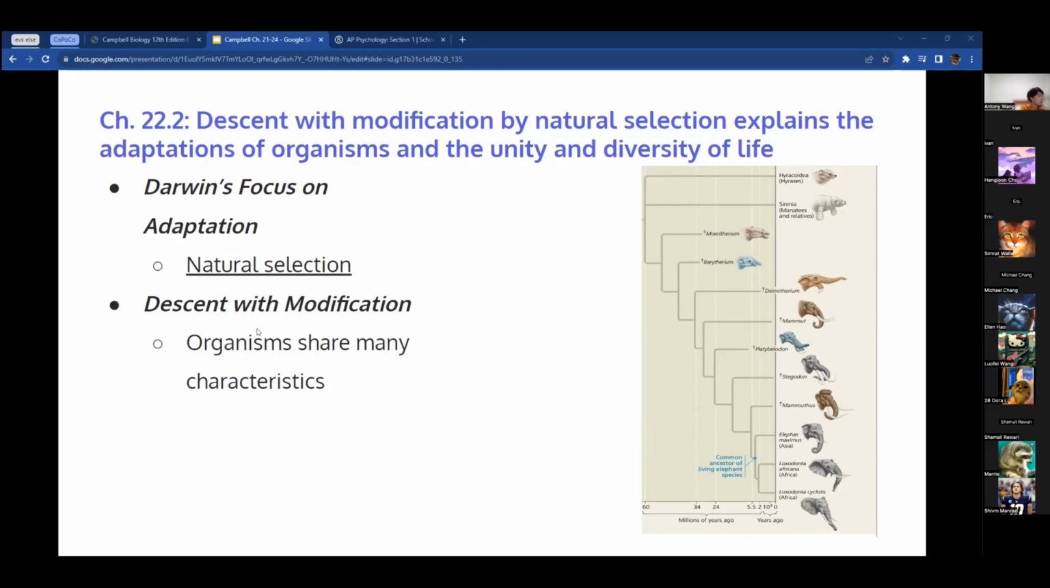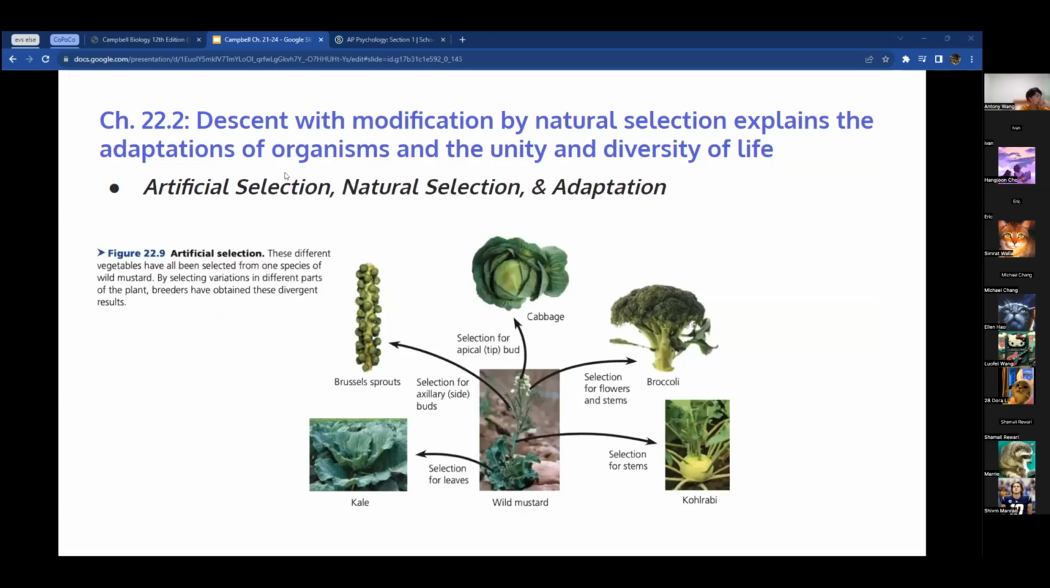Descent with modification. He noticed that offspring had similar characteristics to their parents, so there has to be a way that parents are giving their traits to their offspring. Artificial selection, natural selection, and adaptation.